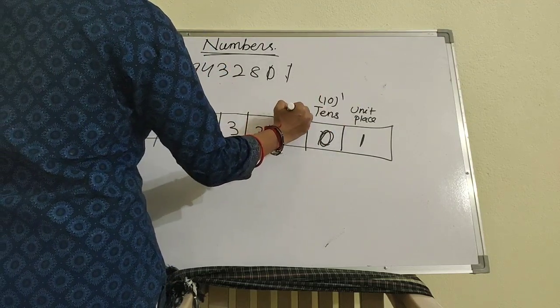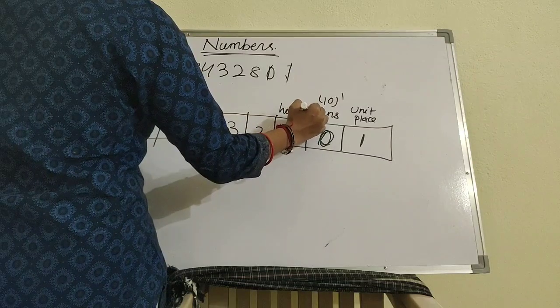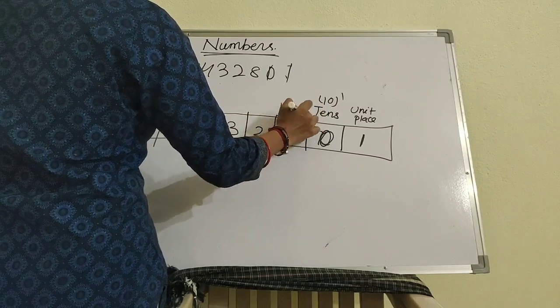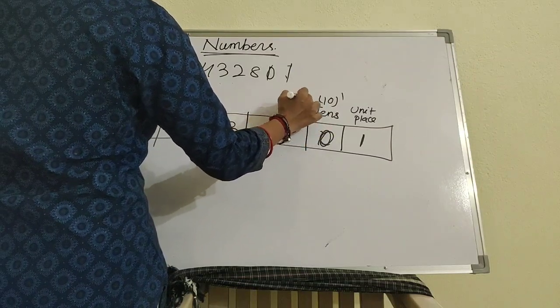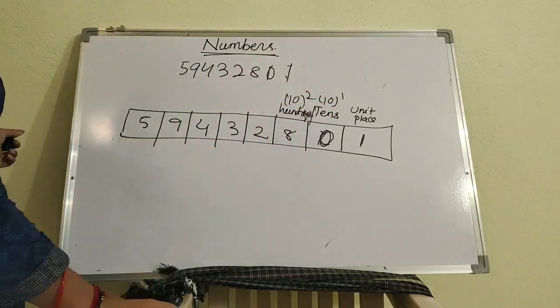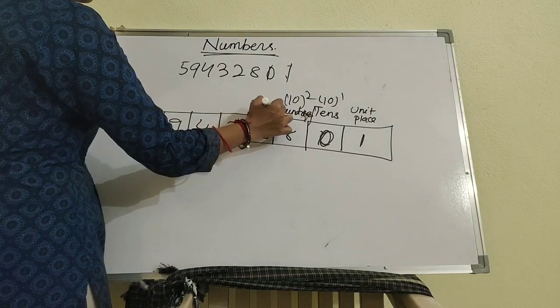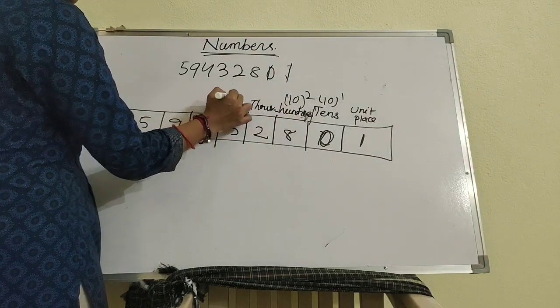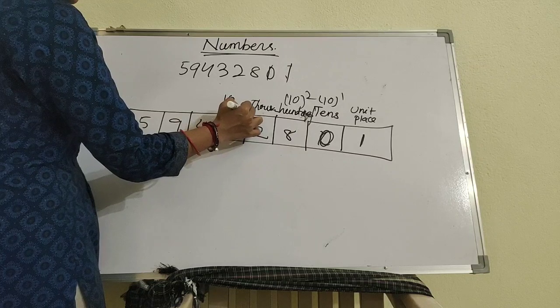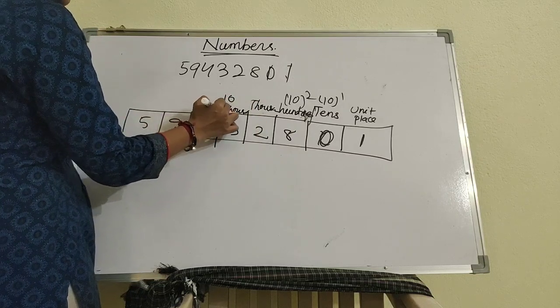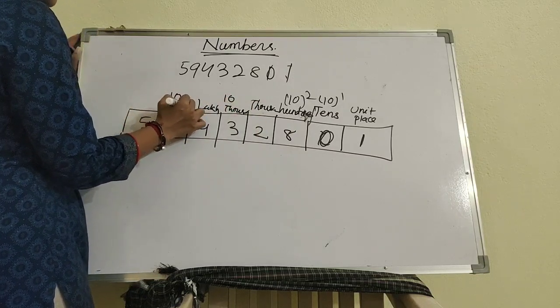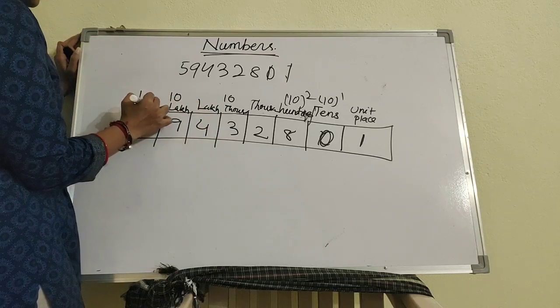Next is your hundred place, 10 to the power 2. And likewise, this is your thousand, this is your 10,000, lakh, 10 lakh, 1 crore.